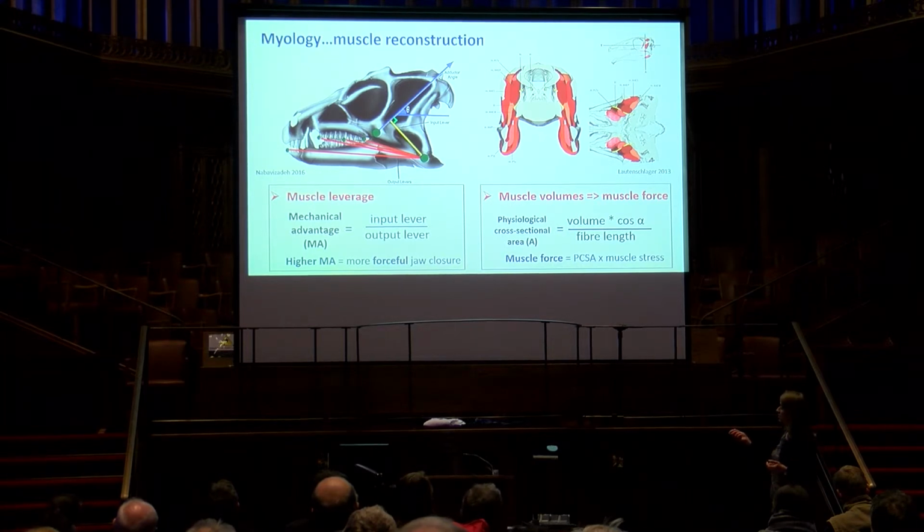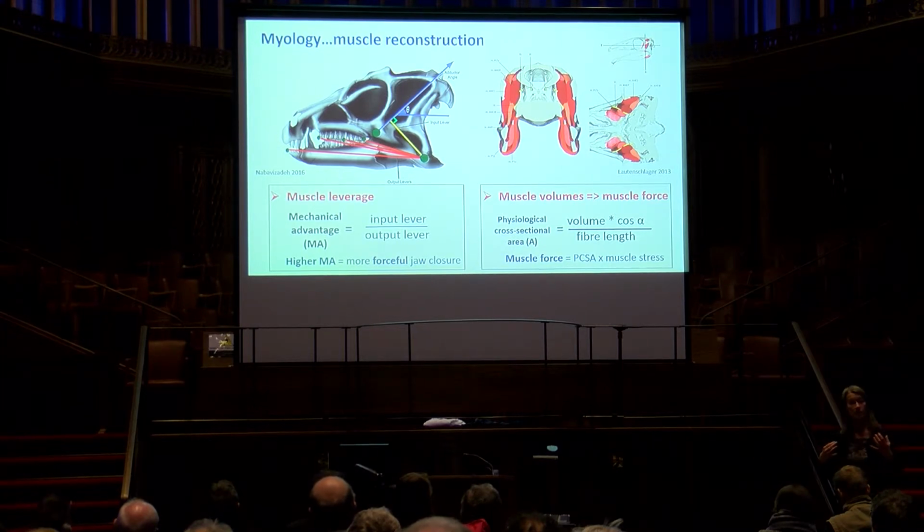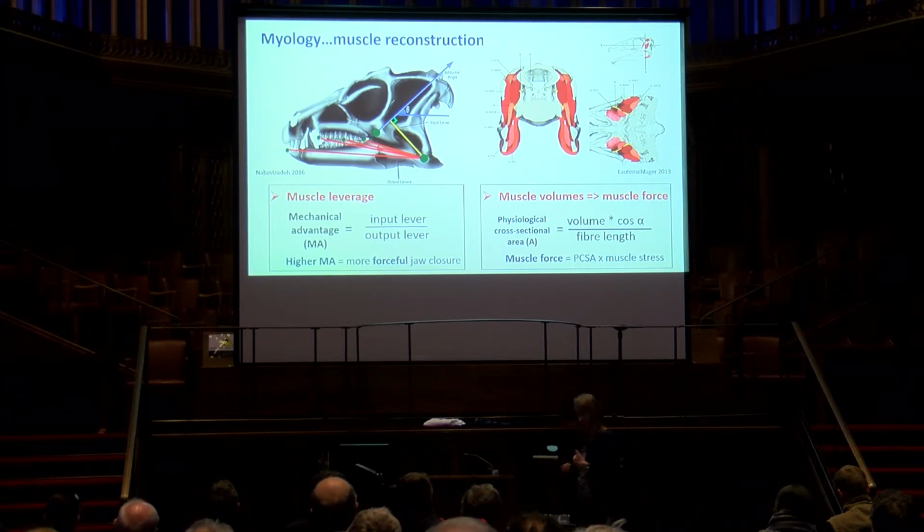So in this case here, we're measuring something called the mechanical advantage, which is the length of the input lever, which is basically this perpendicular distance here from the line of action of our input muscles, over the output lever, which is the distance from the jaw joint fulcrum here to where the animal's biting. A higher mechanical advantage signifies a more forceful jaw closure. A lower mechanical advantage signifies a less forceful but a faster jaw closure.